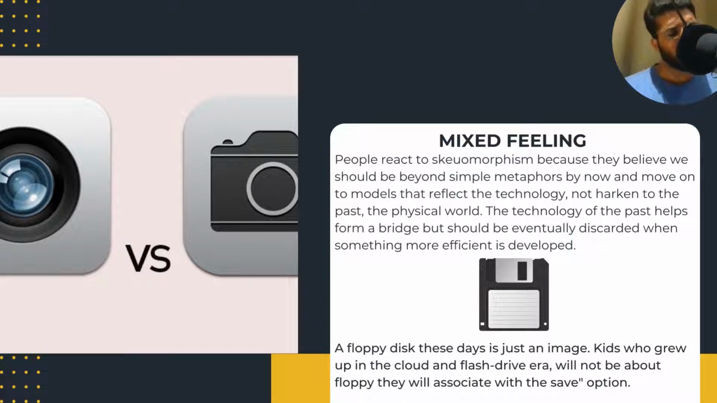But in spite of all this, there was a mixed feeling about it. People were not able to see how the past is shaping the future. What do I mean by this? Let's take the example of a floppy disk. A floppy disk these days is just an image. Kids who grew up in the cloud and flash drive era will not be able to associate a floppy disk with a platform on which you could save stuff. They would rather associate it with the save option used these days.